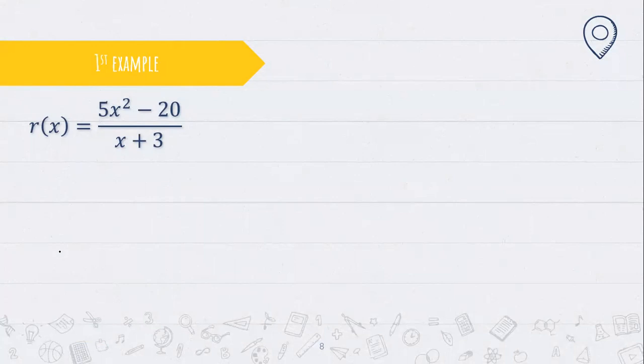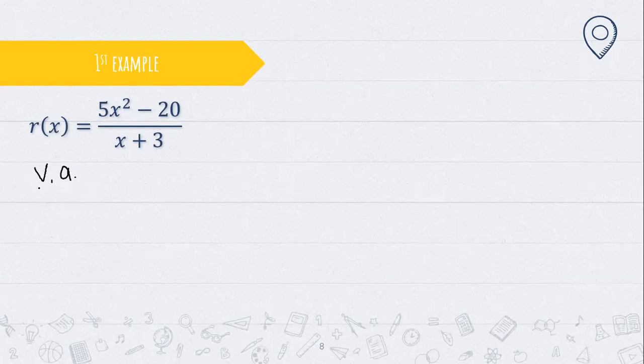So, we have r of x is equal to 5x squared minus 20 over x plus 3. What did I say earlier when getting the vertical asymptote? Just VA, class. You can also write VA in your answer, or vertical asymptote. So, vertical asymptote. Okay.